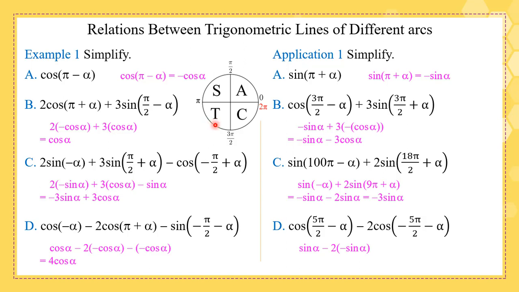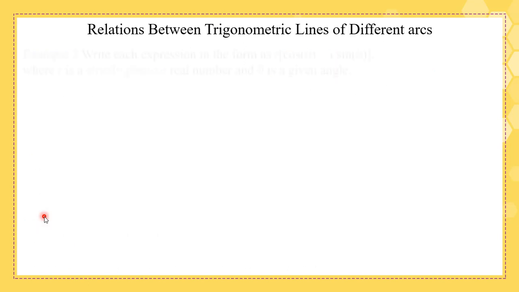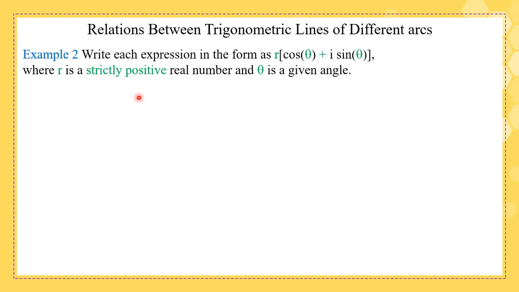We are by now in the third quadrant. The cosine is negative, and we flip because we have over 2. And the final answer would be 3 sine alpha. Now let's continue and see this example.